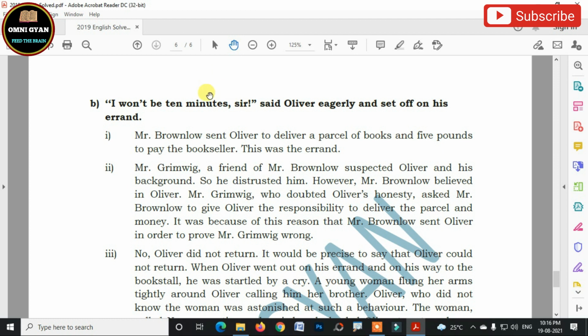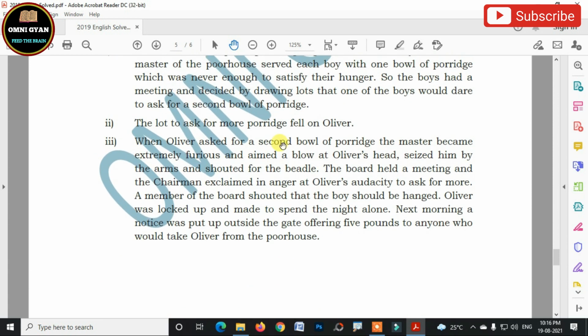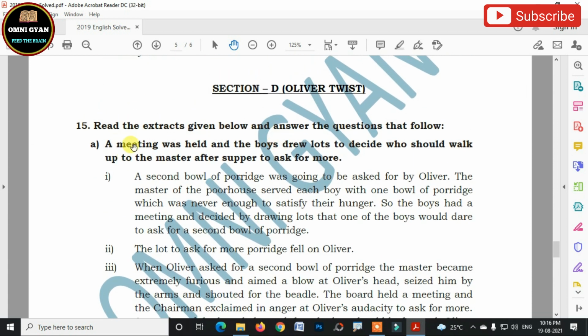Then, I won't be 10 minutes, sir, said Oliver eagerly and set off on his errand. Now again, let me tell you, for every RTC, please mention in the beginning: these lines are an extract from the story Oliver Twist written by Charles Dickens, and the lines occur in this particular chapter. In Oliver Twist, you have chapters from 1 to 18. You mention the chapters also. If you can mention the chapters, it will be very good. It will create a very good impression.